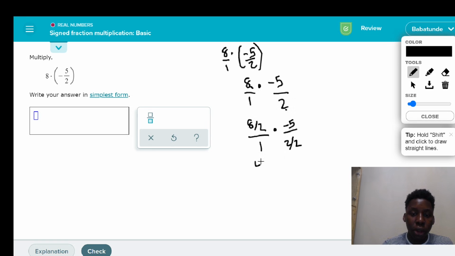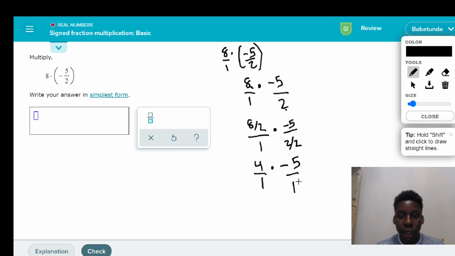So that's 8 divided by 2 over 1 times minus 5 over 2 divided by 2. This is 4 over 1 times minus 5 over 1, right? So this 2 has turned into a 1. Let's cancel this. Remember, I told you that once it gets to 1, there's basically nothing you can do anymore. So these two bottoms are now 1, and there's nothing more we can do. The next thing is to just go on with the question.